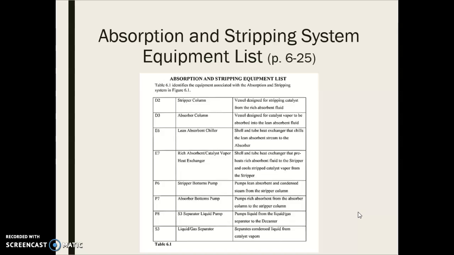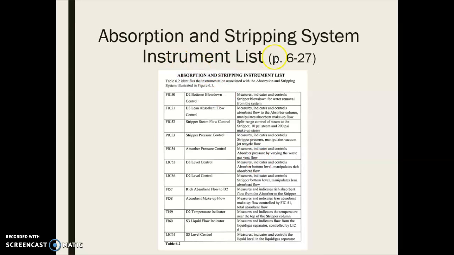Now we're just going to talk about the absorption and stripping equipment list very briefly. That's on page 625, and we've talked about this from our schematic. D2 is your stripper column, D3 is your absorber, E6 is a lean absorbent chiller, and E7 is a rich absorbent catalyst vapor heat exchanger. P6, 7, and 8 are also pumps, correlating to each equipment piece. And S3 is your liquid gas separator. Page 6-27 is the list of your instrumentation. You can look at that in your book.